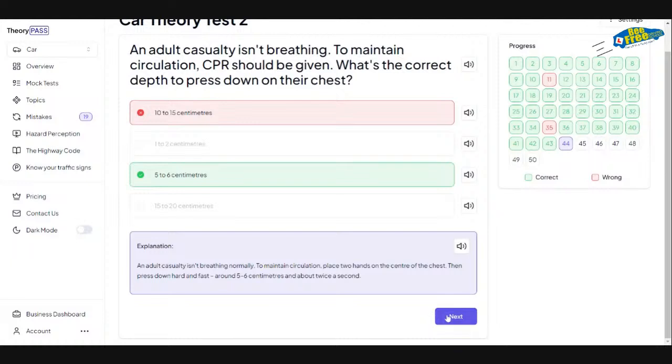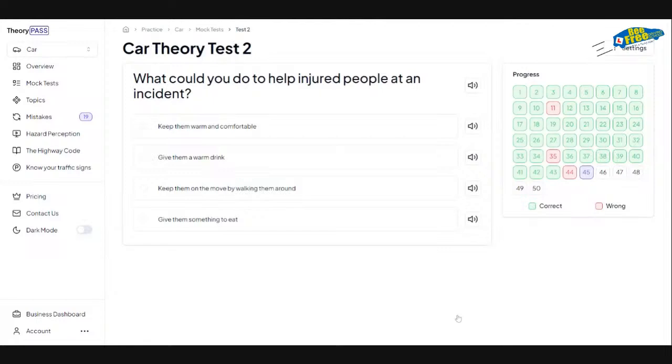That's why it's good to have it. It's been a little while since I've done a refresher first aid course, actually. So that's why it's good to keep doing these courses to review our knowledge and keep ourselves sharp. Anyway, did you get that one right? Let's move on to the next question. Question 45. Okay, let's go. What could you do to help injured people at an incident?